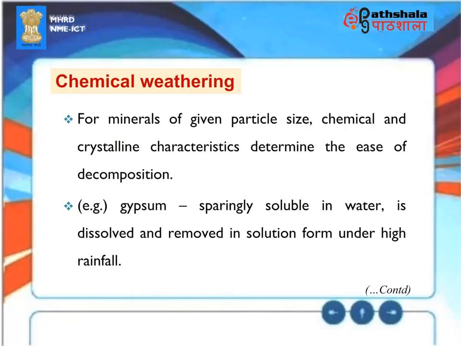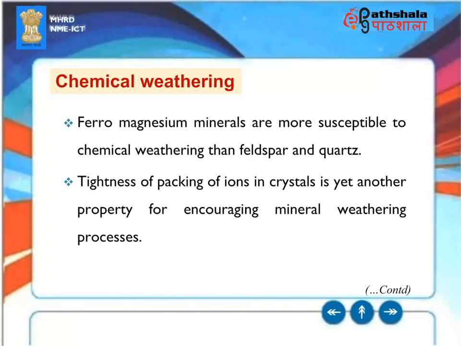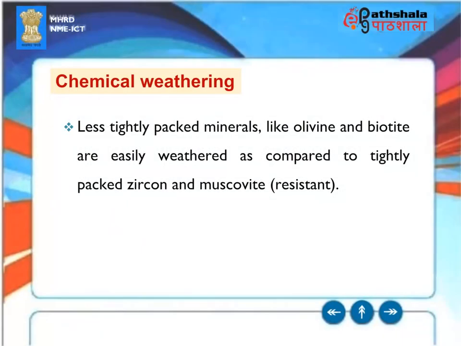For example, gypsum, sparingly soluble in water, is dissolved and removed in solution under high rainfall. Ferromagnesian minerals are more susceptible to chemical weathering than feldspar and quartz. Tightness of packing of ions in crystals is yet another property affecting mineral weathering processes. Less tightly packed minerals like olivine and biotite are easily weathered as compared to tightly packed, resistant zircon and muscovite.